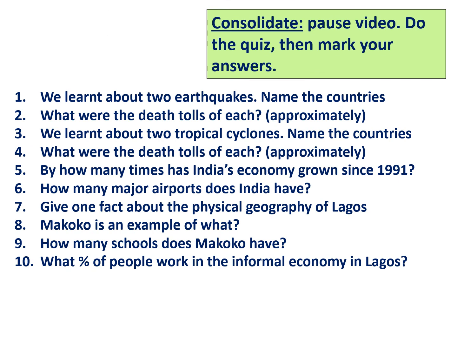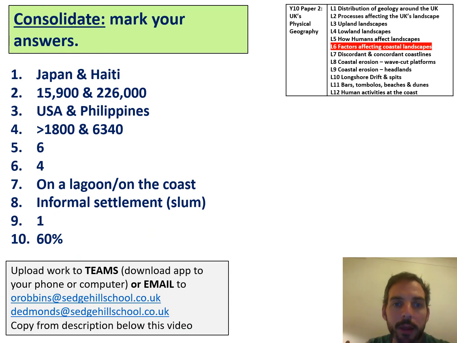To finish off, I've got a quiz that recaps our understanding and knowledge from paper 1. So pause and see if you can remember the answers. So answers are here. Please check and correct. Next lesson, we are going to be looking at factors affecting coasts and coastal landscapes. So the next 7 lessons, we're going to be looking in detail at coasts and the processes that affect them. Thanks for watching.